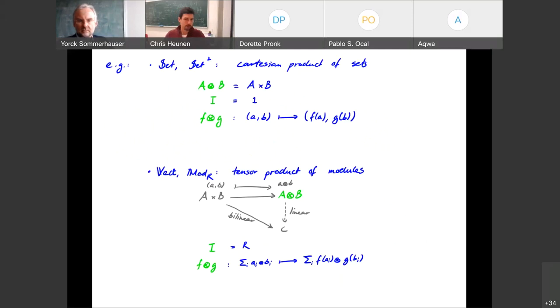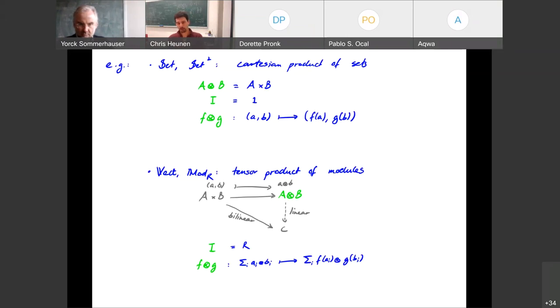Okay, so for examples, we have the example of Set and Set squared. There, you can think about the Cartesian product of sets. So if I have two sets A and B, I can take the Cartesian product, that's a third set. And if I have two maps, F and G, I can make a new map that takes a pair of an element of A and an element of B, does F to the one, G to the other, and that gives me a pair of their outputs. So in that way, Cartesian product of sets makes the category Set into a monoidal category. And the same for Set squared. I can just take Cartesian product coordinate-wise in pairs of sets.